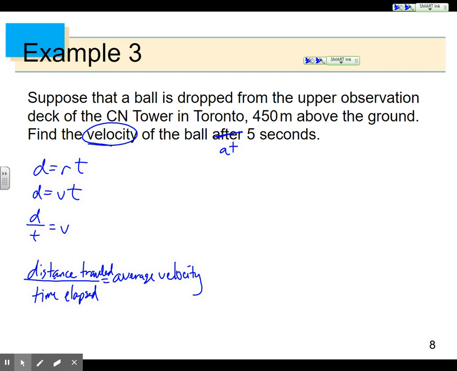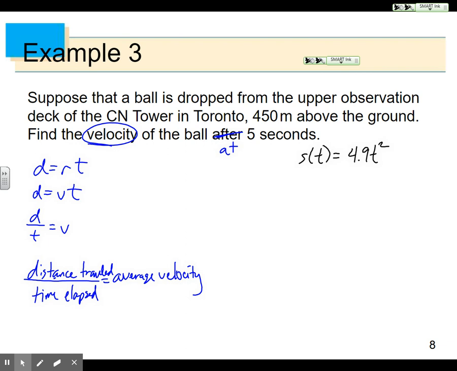Okay. Now, one other thing they don't tell me, I'm going to have to go to a physics formula, and I'm going to have to use my formula for distance falling. So distance fallen is going to be given by s of t equals 4.9 t squared, where t is time in seconds, and s represents the position of this ball that's being dropped off the tower.